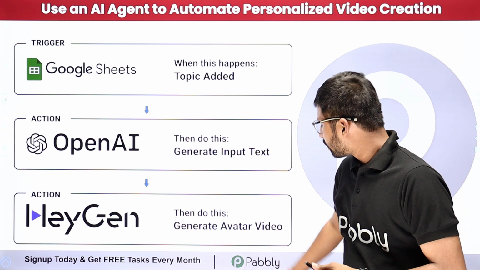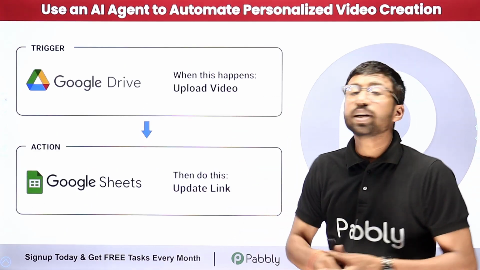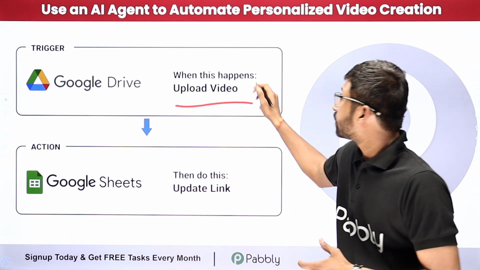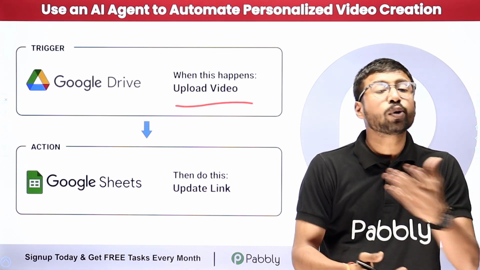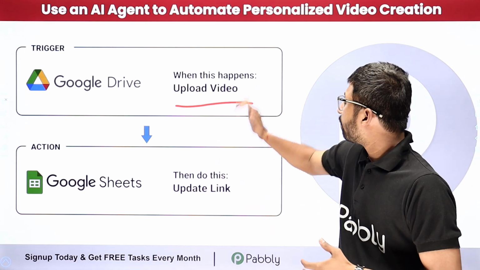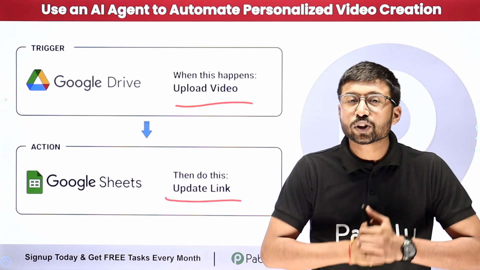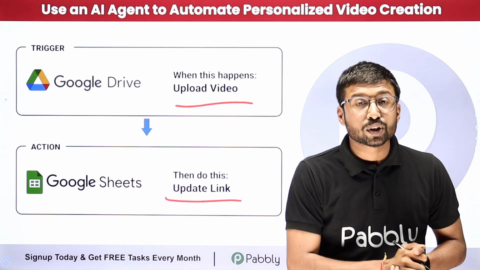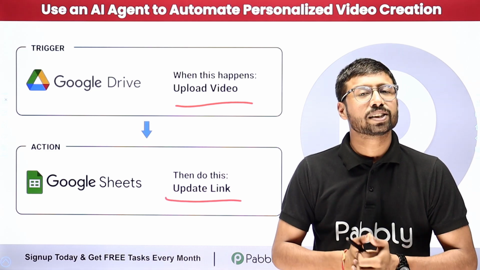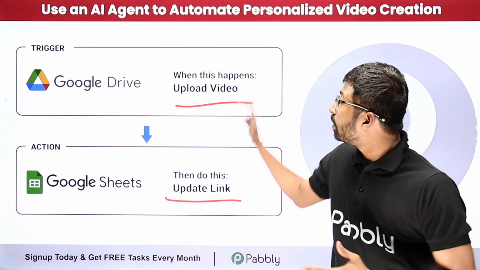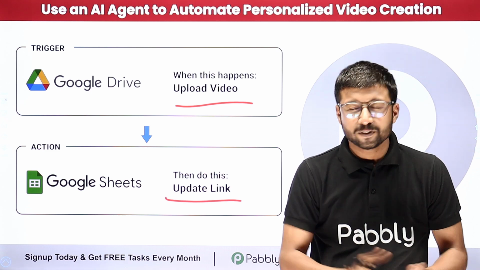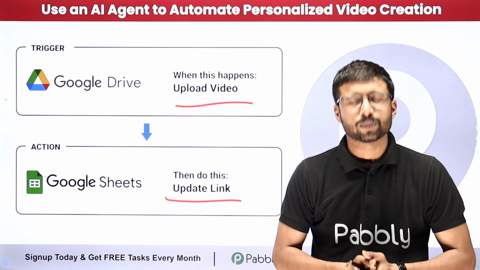After generating the video using HeyGen, we are going to upload the same video in our Google Drive into a specific folder, and at last we are going to upload the link of the same Google Drive video in our Google spreadsheet as well. So this AI agent is going to completely automate the process of generating AI videos from Google Sheets itself. Now if you want to learn how you can build this AI agent all by yourself, for that you just have to come with me to my screen.